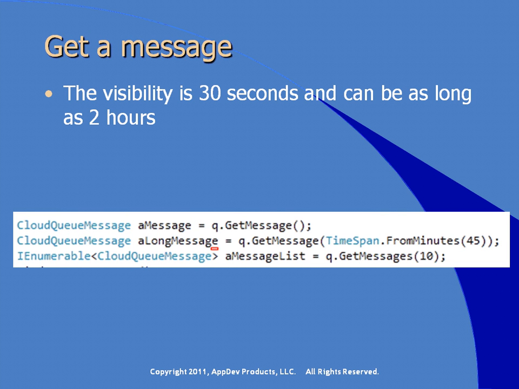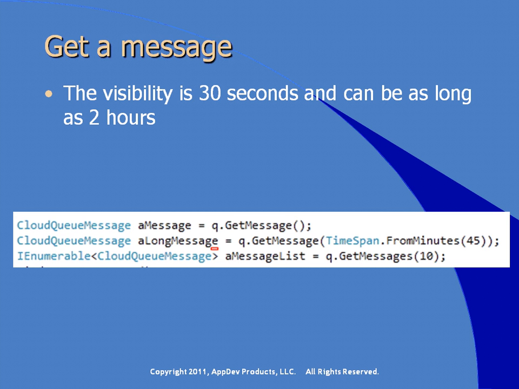Here are some examples of how to get a message. The first line simply gets a single message. Once it has a reference to a queue, you can then call get message to get a single message. Because a time has not been specified, the default will be 30 seconds to hold that message. The second example gets a message but specifies a time of 45 minutes. So this queue consumer will hold this message for 45 seconds prior to either deleting it or putting it back on the queue.